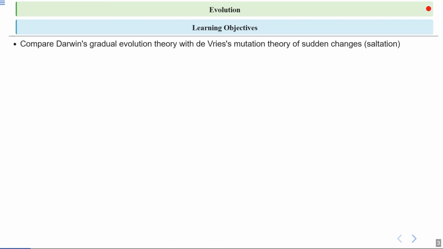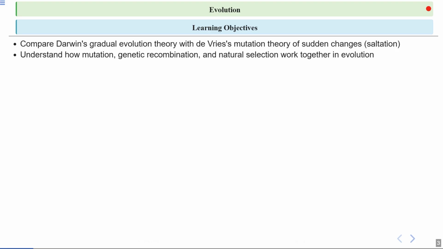So let's understand what are the objectives of today's session. First we will compare Darwin's theory of natural selection with Hugo de Vries' mutation theory of sudden changes. In this we'll understand the concept of saltation given by Hugo de Vries. We will also understand how mutation, genetic recombination and natural selection work together in evolution.